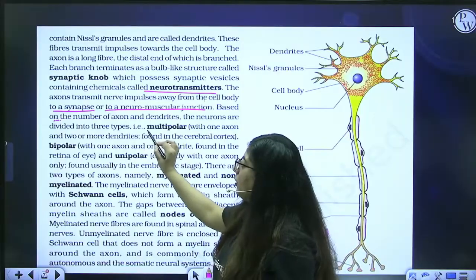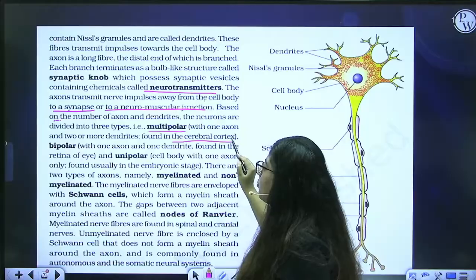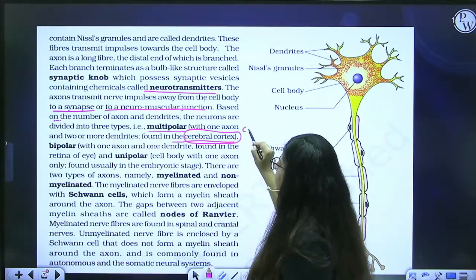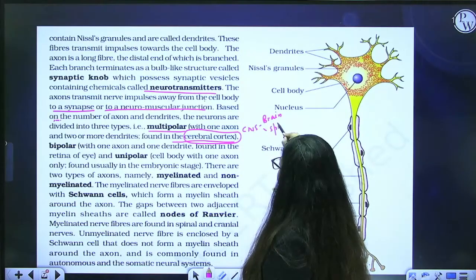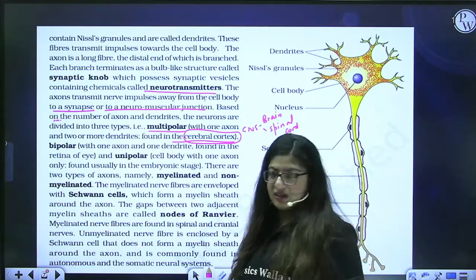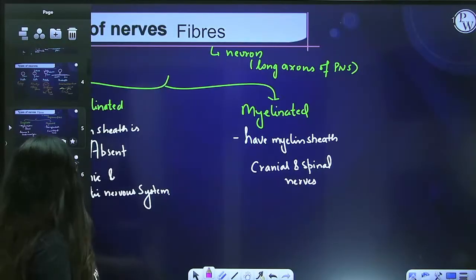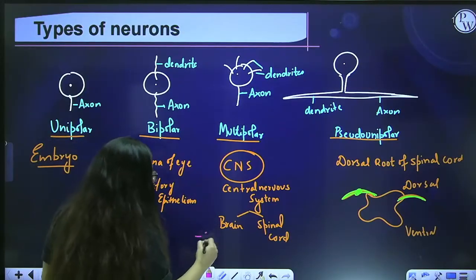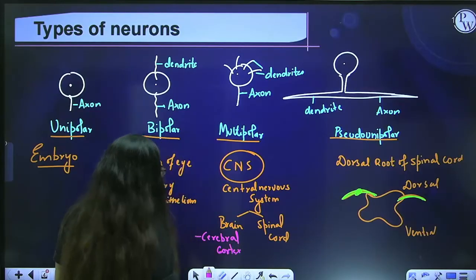We have divided accordingly. Multipolar neurons, with one axon and two or more dendrites, are found in the cerebral cortex. Now what is a cerebral cortex? We have written that multipolar neurons are present in the CNS, and the CNS comprises the brain and spinal cord. The brain's inner area is known as the cerebral cortex, right? So inside the brain, we have an area known as the cerebral cortex, and they are present in that. Okay. All right. Next.